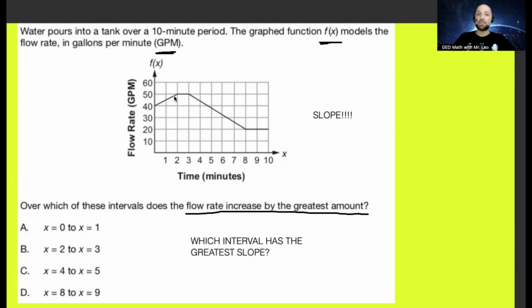Then it flattens out, that's a slope of 0. This declining section, this part that's going down, is a negative slope, going down, decreasing. And then once again, it has a slope of 0 again. This is essentially about slope. When does the rate increase by the most? When the slope is going up.